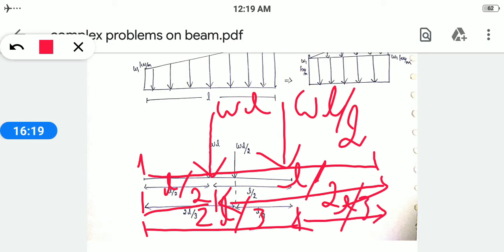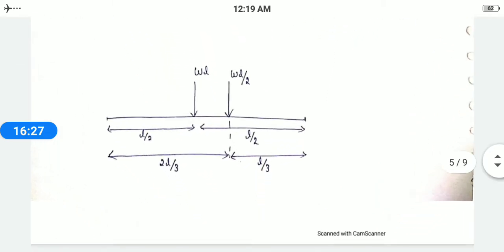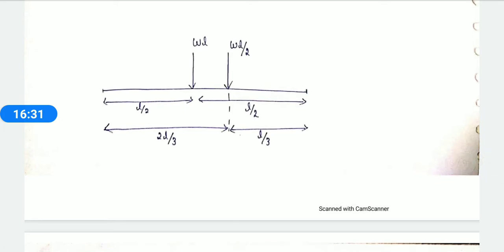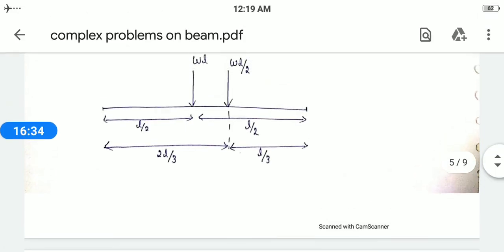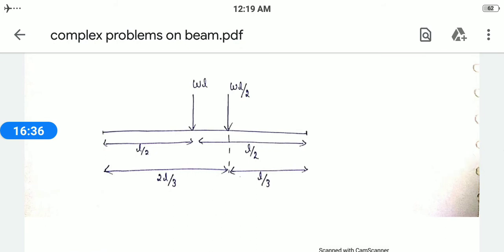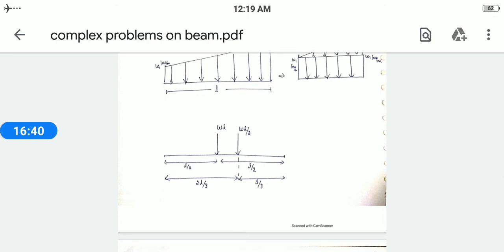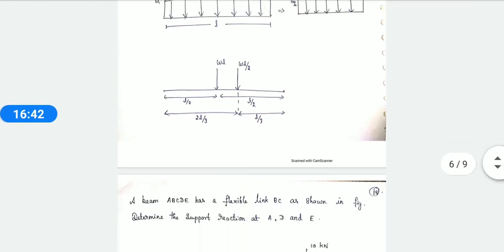So whenever they are giving you some complexity like this, you have to convert that into two loading conditions and plot accordingly. That is what I had mentioned over here. W into L is for UDL, W into L by 2 is for varying load, and the distance I had plotted accordingly. This is one complexity. Sometimes it may come, so be aware of that.